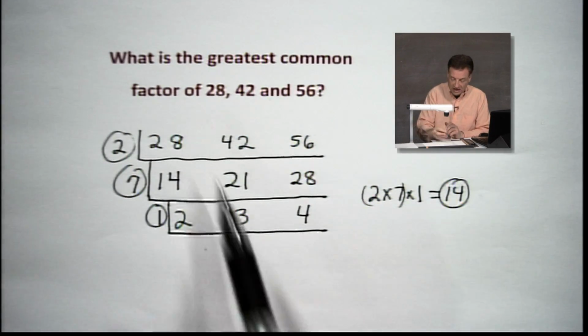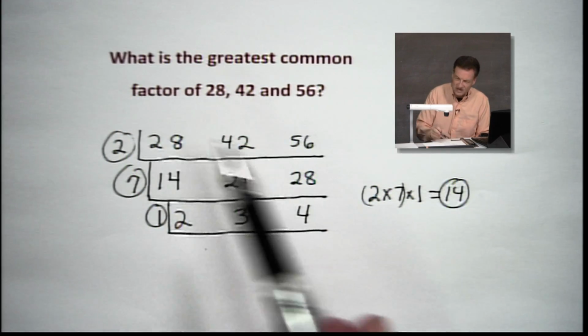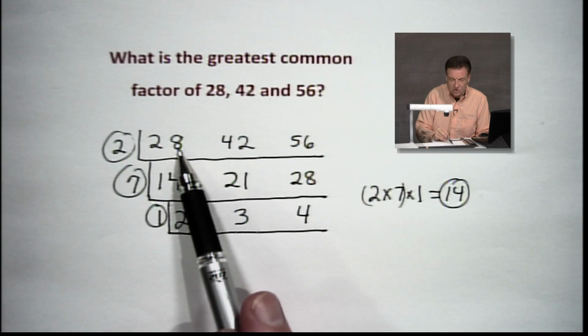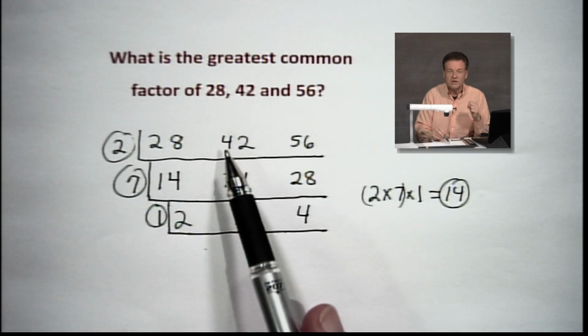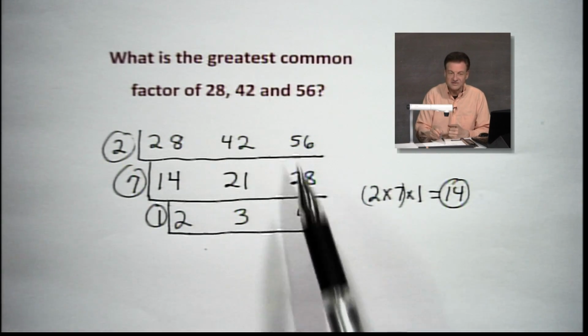And just a quick check. Had you picked 14? And some of you may have. Oh, saw 14 going in there. That's great. You divide 14 into 28, it goes 2 times. 14 into 42 goes 3 times. And last but not least, 14 into 56, 4 times.